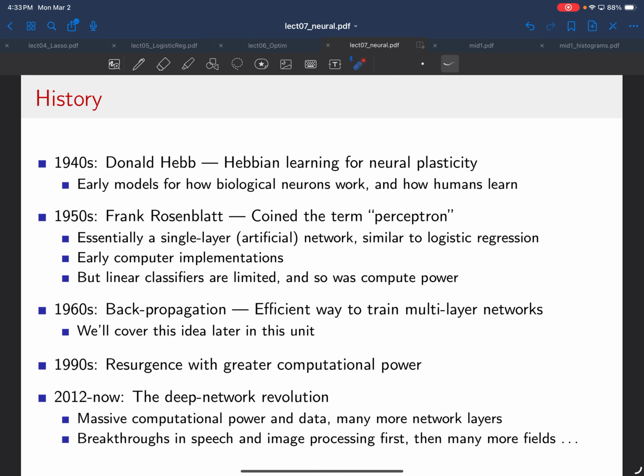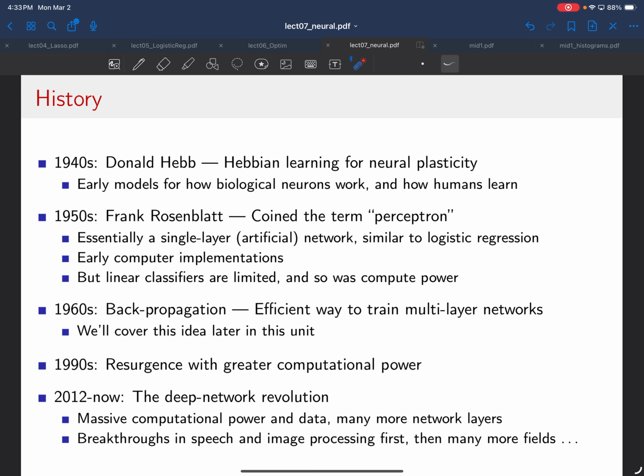But in the 1960s, as computers started to get a little bit more powerful, people needed to come up with more organized ways of updating all the weights in these artificial neural networks, and they came up with the backpropagation algorithm, which we will cover maybe even later today.